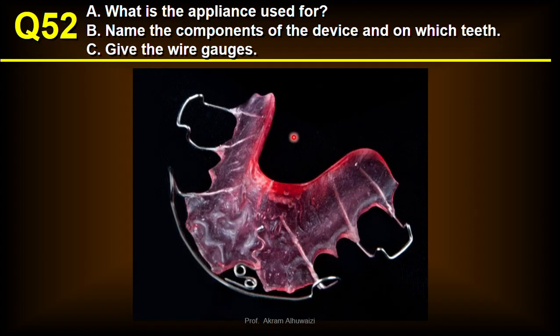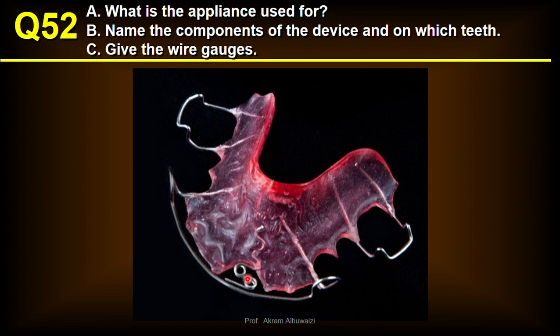What's the appliance used for? In this case, you would notice there's a Z-spring and there's a Howdy arch, so most likely this is designed to derotate an anterior tooth, probably the central incisor, and by a couple force system.